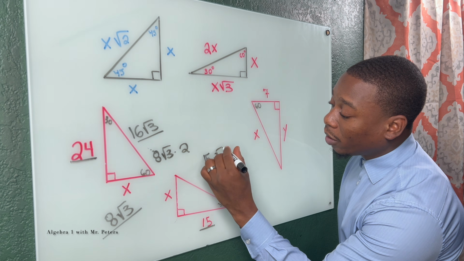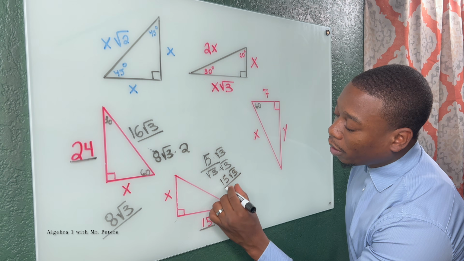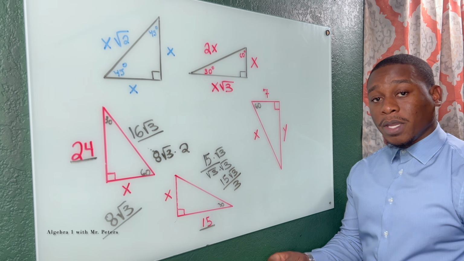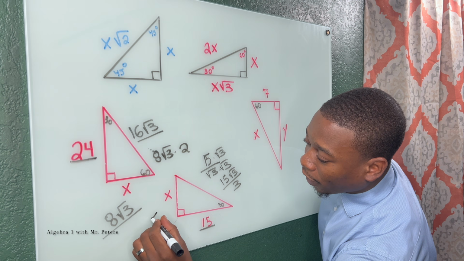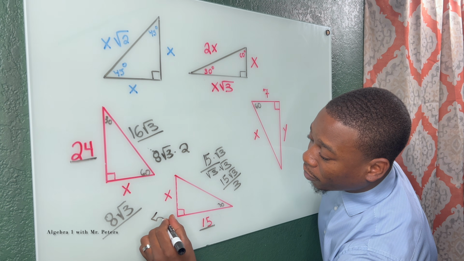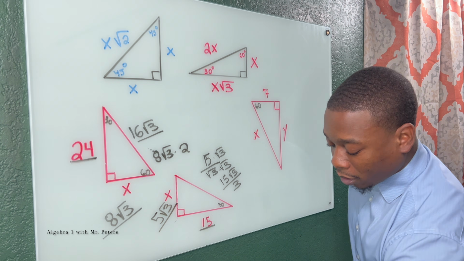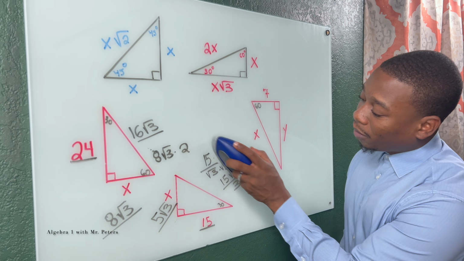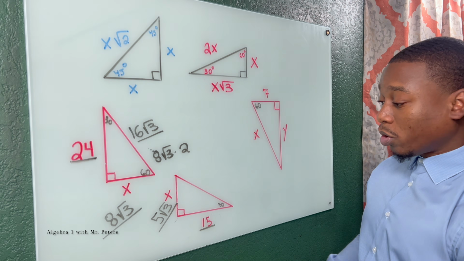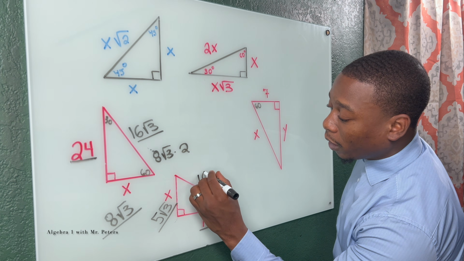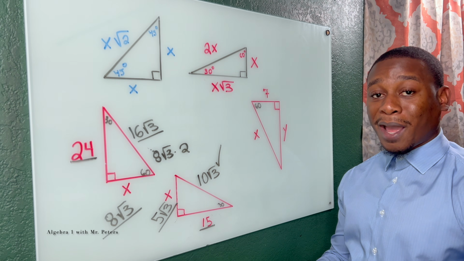So now I rationalize, and what I get is 15 radical 3 all over 3. Meaning what? I can reduce this fraction, and x for the short leg is going to be 5 radical 3 as a final answer. So now that I know that, like we said, the hypotenuse is much easier. I'm going to take this and multiply it by 2, and I'm going to get 10 radical 3 as a final answer for the hypotenuse.